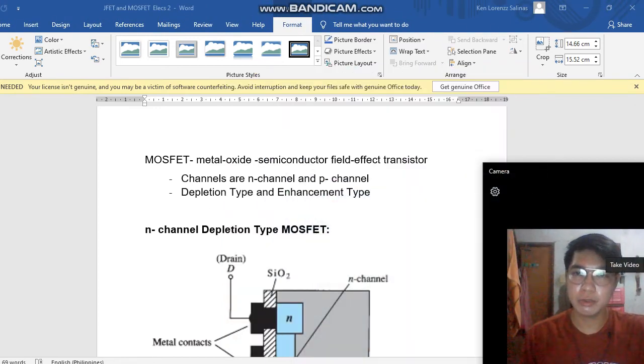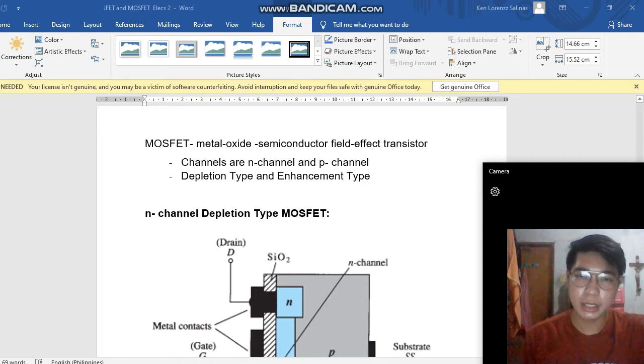Welcome to the part of our discussion about FET, which is the MOSFET. MOSFET stands for Metal Oxide Semiconductor Field Effect Transistor. MOSFET has two channels, which are the N channel and the P channel.